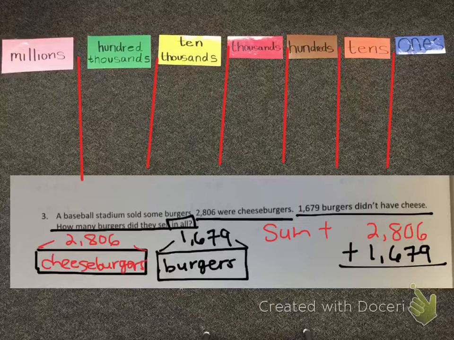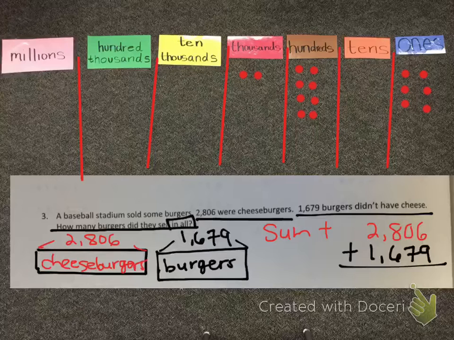Cool. So what we're going to do is represent 2,806 in red. So let's make those dots. Okay. So we have 6 ones. 1, 2, 3, 4, 5, 6. We have 0 tens. We have 8 hundreds. So 1, 2, 3, 4, 5, 6, 7, 8. And we have 2 thousands. 1, 2. Perfect.